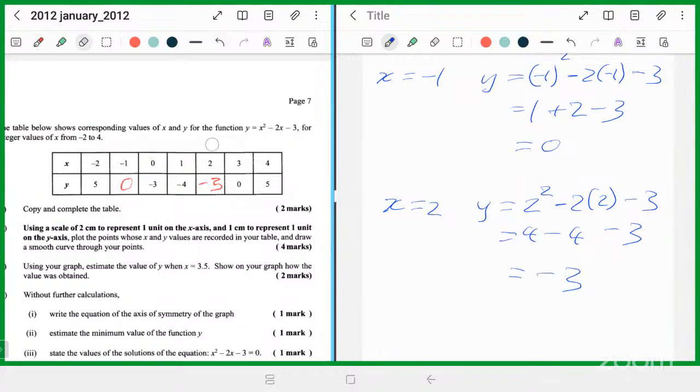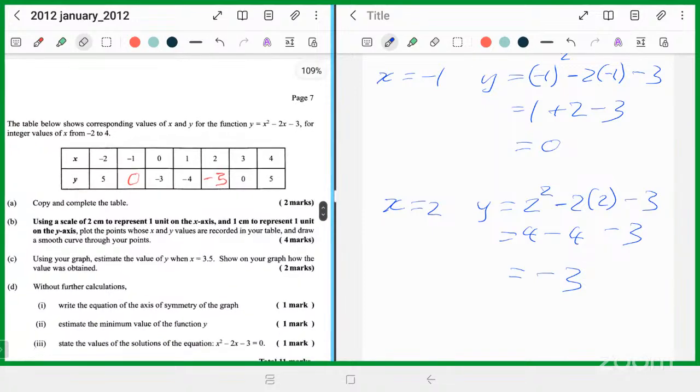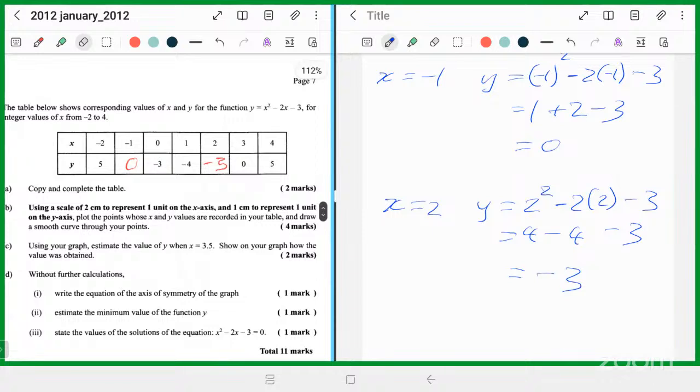So you know that the answers are correct in their own way. I did it by observation, but then I did it by calculation just to check. All right, so I've completed the table. The next part says, using a scale of 2 centimeters to 1 unit on the x-axis and 1 centimeter to 1 unit on the y-axis, this wants us to draw a graph. But I'm just going to sketch it.